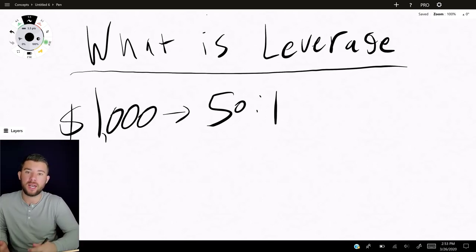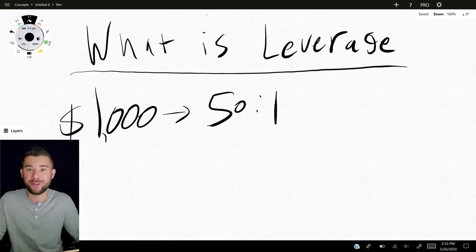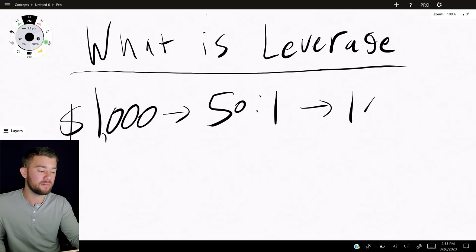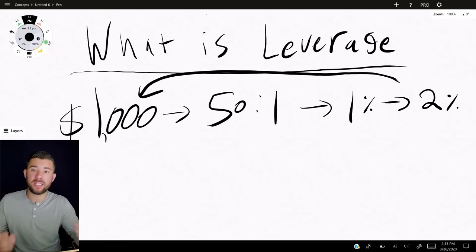Well, it's first to decide what your risk management plan is going to be. How much are you going to risk per trade? For me, and only for me, I'm not suggesting anything to you. This is for entertainment. I hope you're entertained. For me, I risk between 1 and 2% of my total account balance per trade. So in this case, that would be $10 to $20. Let's keep it simple with $10.